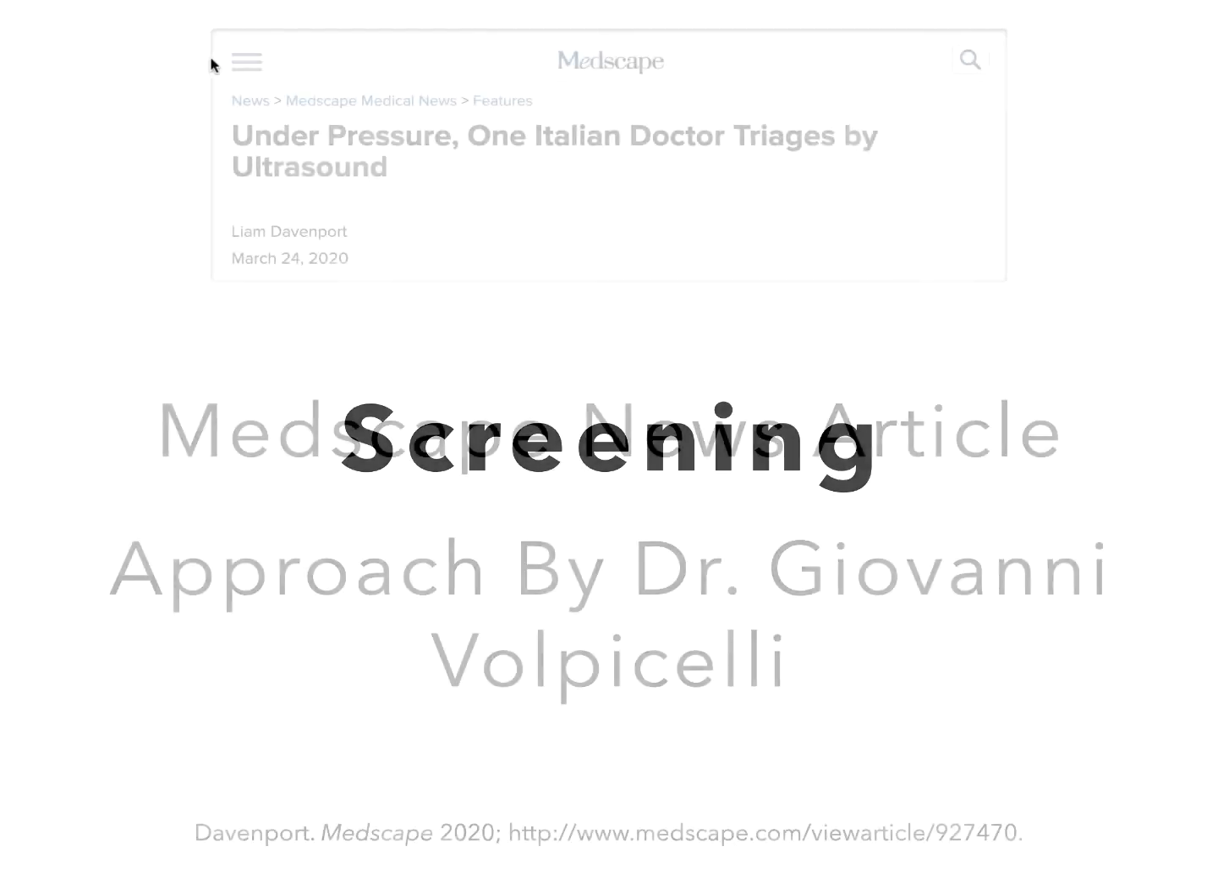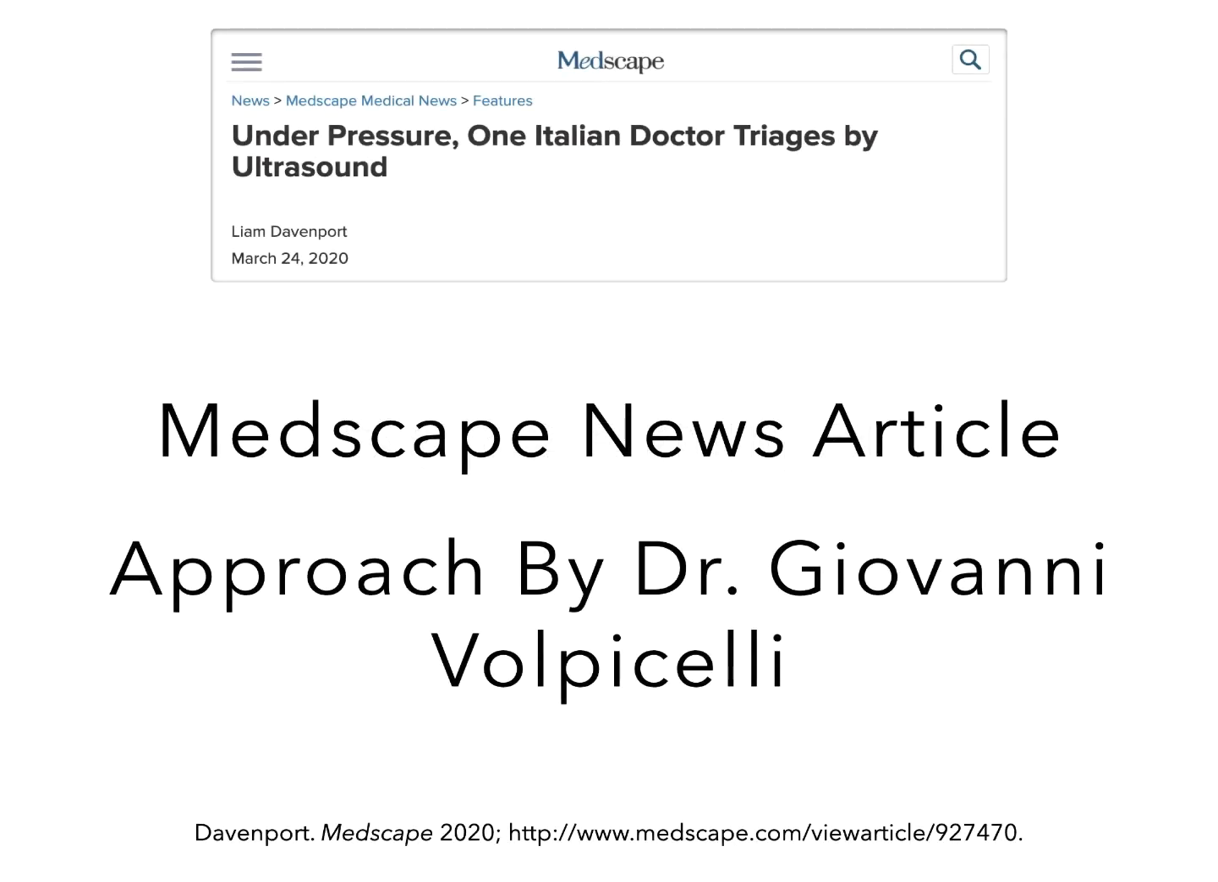Finally, let's talk about how we apply lung ultrasound to the current COVID pandemic, or if we even should. Screening is an area of major interest. Medscape News published an article on March 24th about an approach by Giovanni Volpicelli, an Italian lung ultrasound expert. He describes using lung ultrasound as a screening tool.